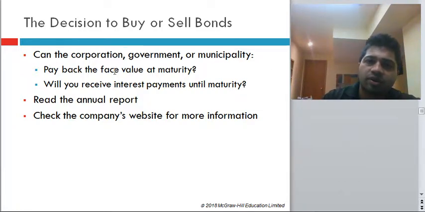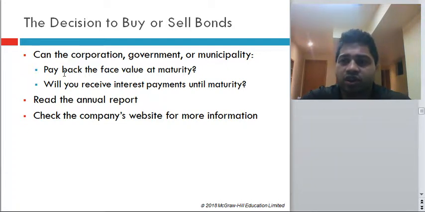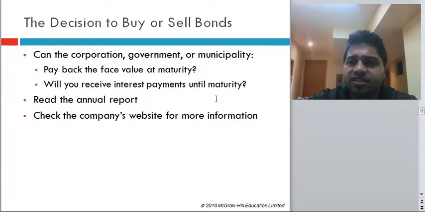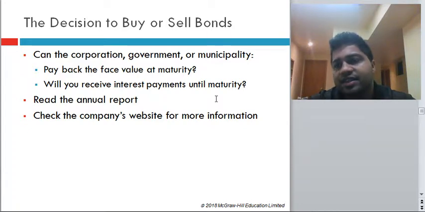Is it a corporation, government, or municipality? Whenever you decide to buy certain bonds, you need to check whether the company or the government you are investing in has the ability to pay you back. Can the corporation, government, or municipality pay back the face value at maturity? Will you receive interest payments until maturity? That is why government bonds are generally considered safe, because the government has taxation power. If it is not able to pay bondholders their money, it can increase taxes and get money from the citizens. That is the reason they are generally considered to be safer.